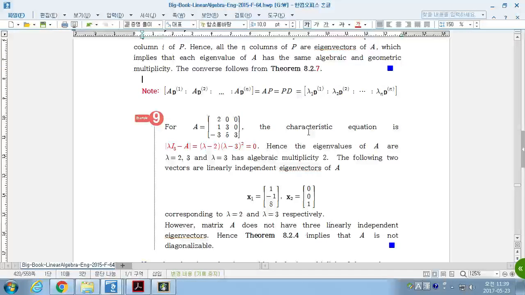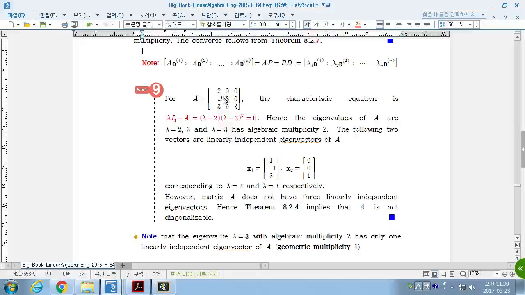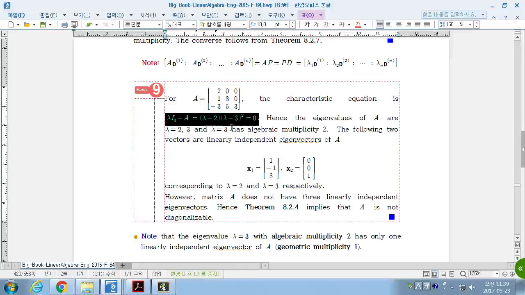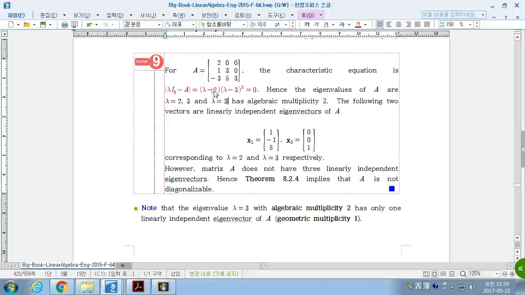equations. Next, A is a 3x3 matrix. Then the characteristic equation, the polynomial equation, is this. This is a polynomial, and when we set it to 0, it becomes an equation. Here we have eigenvalues of A as 2 and 3, and 3 has algebraic multiplicity 2. The following two vectors are linearly independent, corresponding to lambda 2 and lambda 3 respectively.